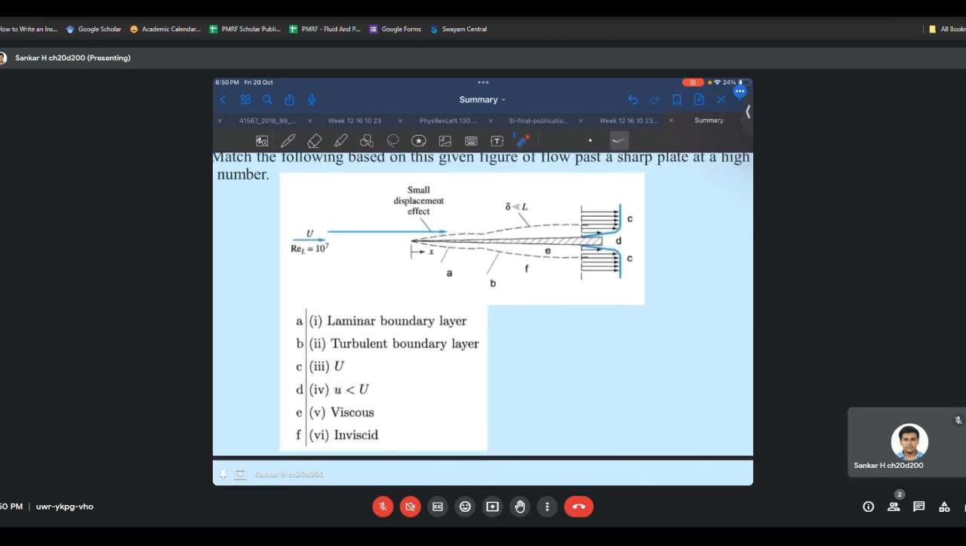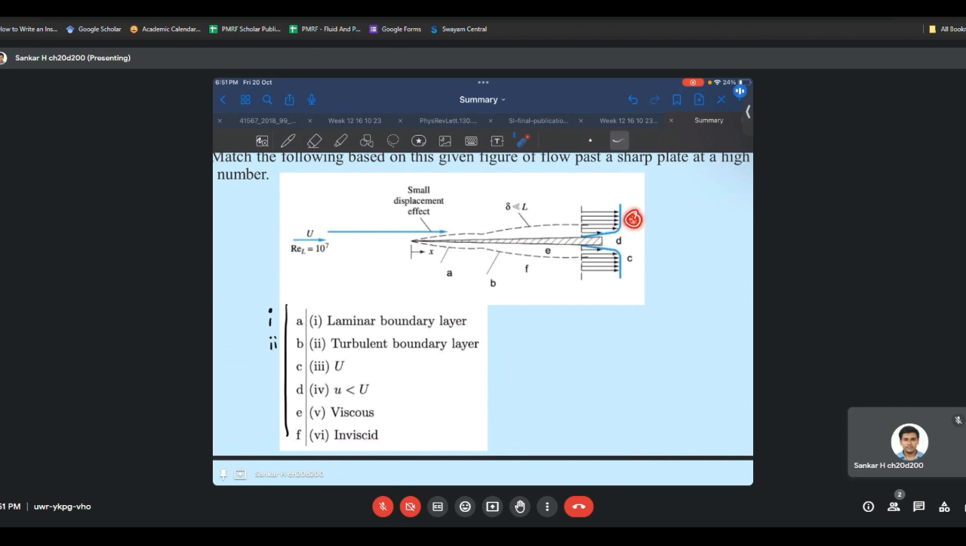So we see that there is a solid object given here, and there is an initial boundary layer, followed by another boundary layer. We know that the first boundary layer is called the laminar boundary layer, and the one after that, where delta is much less than L, will be the turbulent boundary layer. So the correct answer I am writing on the left side will be A1 B2, because the first is the laminar region followed by the turbulent region over here.